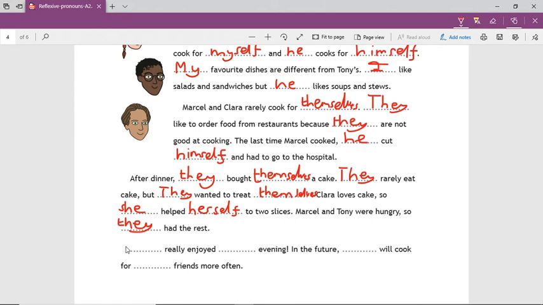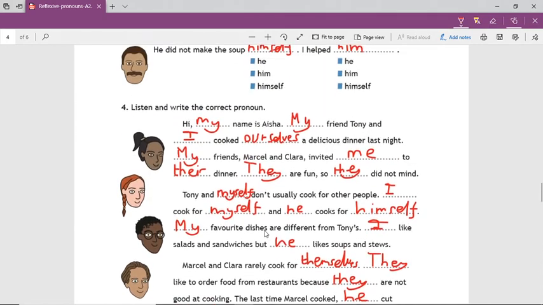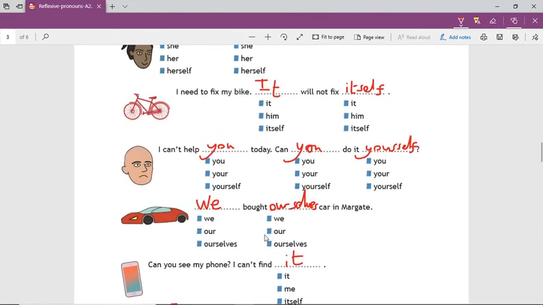So finally, we're going to discuss this last sentence, which is going to be "we". We really enjoyed our evening, because the evening belongs to the group. In the future, we will cook for our friends more often. So I hope that's made sense, just clarifying where we're going to be using a reflexive pronoun or not.